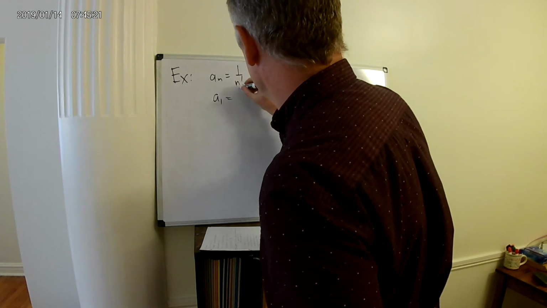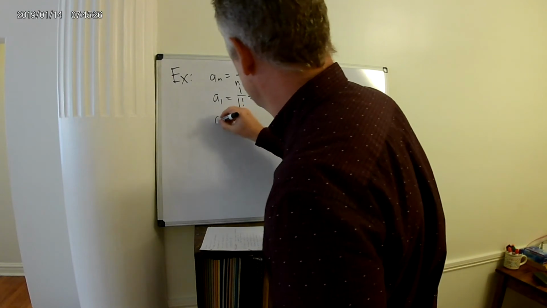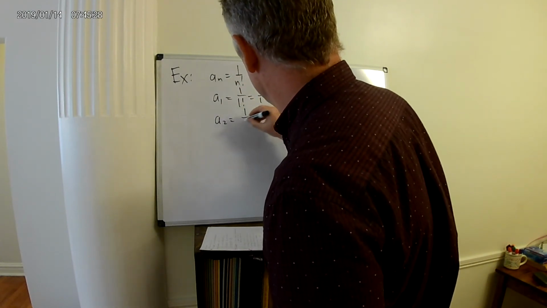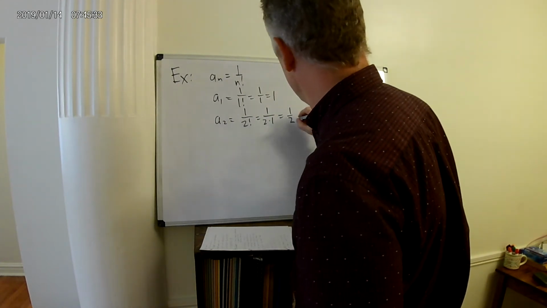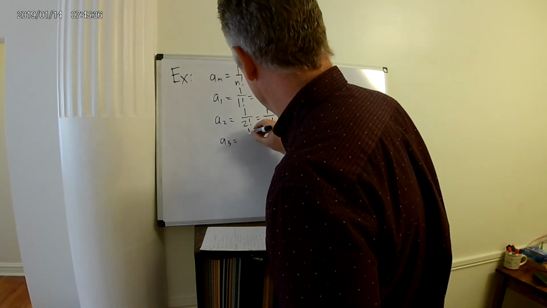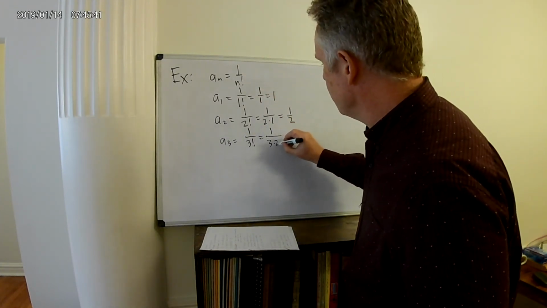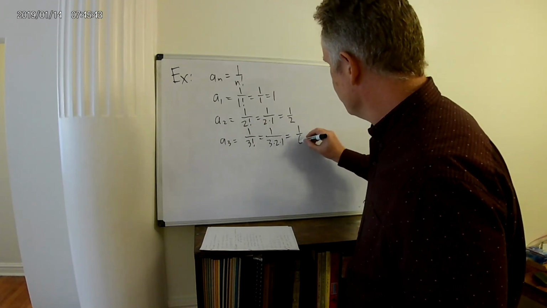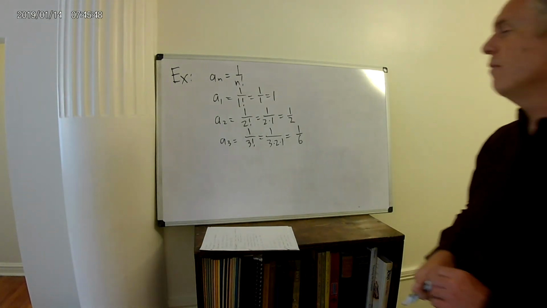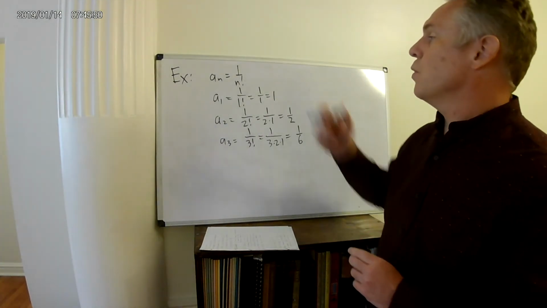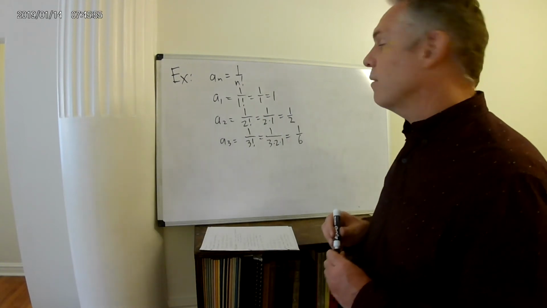To calculate a sub 1, you do 1 over 1 factorial, which equals 1 over 1, which equals 1. A sub 2 equals 1 over 2 factorial, which equals 1 over 2 times 1, which equals 1 half. A sub 3 equals 1 over 3 factorial, which equals 1 over 3 times 2 times 1, equals 1/6, and so on. You could go down the line. The moral of this is it's possible to have a sequence given in terms of factorials, and you can calculate the value of the sequence based on our factorial.